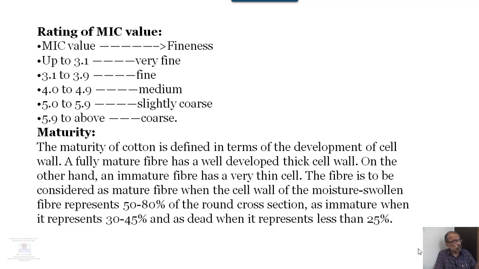So that is how maturity plays a vital role, not only in spinning but in the downstream processing, rupturing of the fibrous material, and during wet processing also. So that is how maturity has an impact on the ultimate fiber properties, the yarn properties, and the subsequent processes and products. So usually 50 to 80% is there, and immature fiber represents 30 to 45%, and a dead fiber represents 25% growth of the secondary bond.